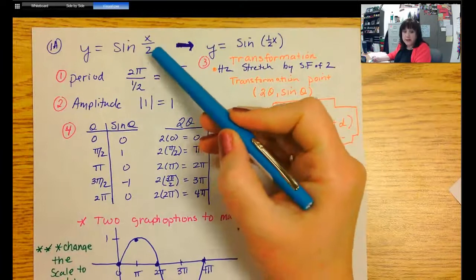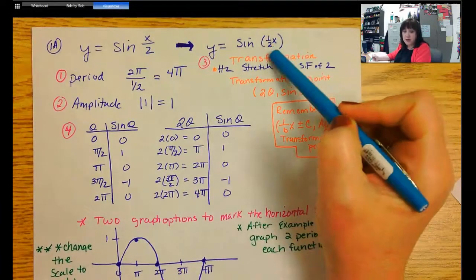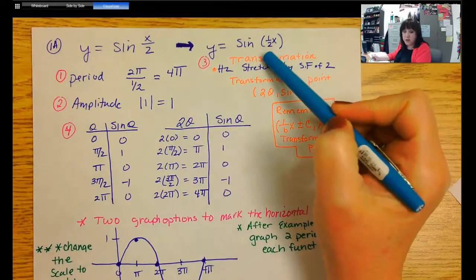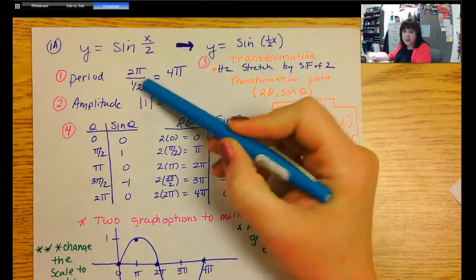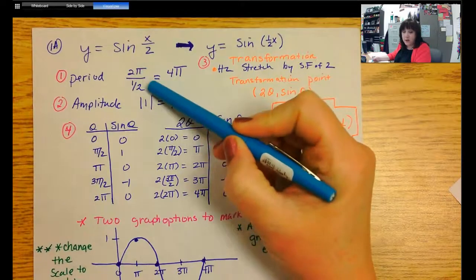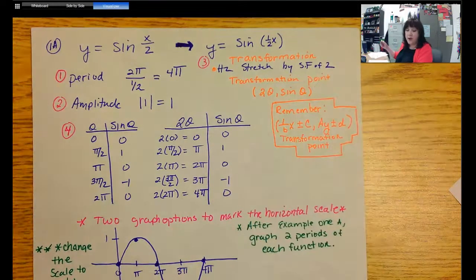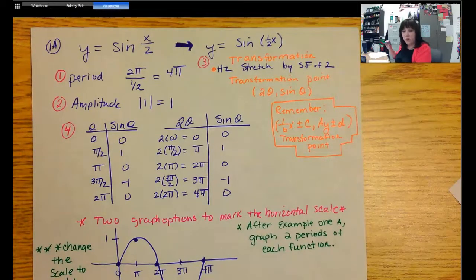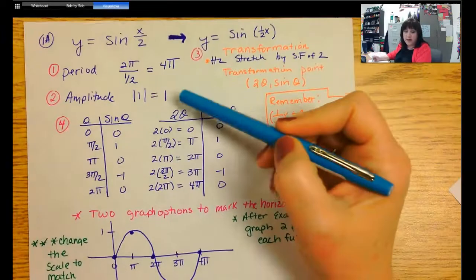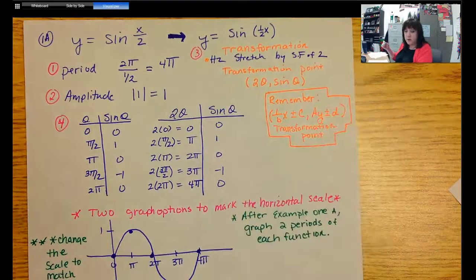So for instance, x over 2 is the same thing as 1/2 x, which means your b value is 1/2. So you're going to take 2 pi and divide it by 1/2, which is really multiplying by 2. So the period is 4 pi. It's now going to take all the way out to 4 pi for one period or one S wave to occur. The amplitude is 1, which means from the middle line you go up 1 and then down 1.